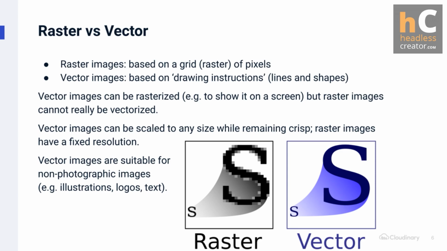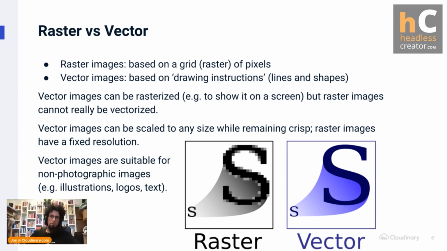But the other way around is not really possible. You cannot, in general, take any raster image and turn it into a vector image. Of course, there are tools that try to do that, but for photographic images, it's not really going to work. The main advantage of vector images is that they can be scaled to any dimensions. They don't have any intrinsic resolution, so they can just be scaled to whatever resolution is available and remain crisp. Whereas raster images have a fixed number of pixels, and if you want to see them at a bigger dimension, they will start to get blurry or pixelated.